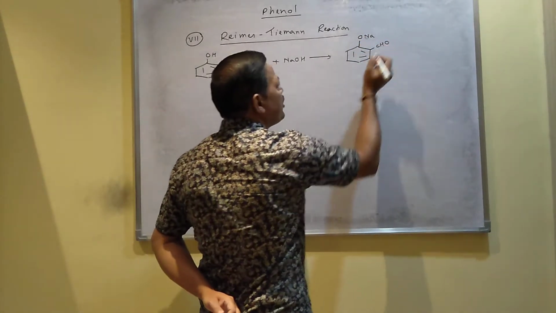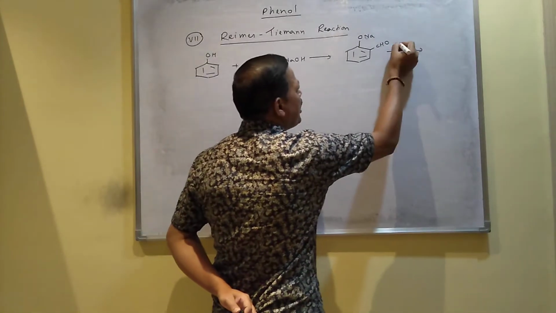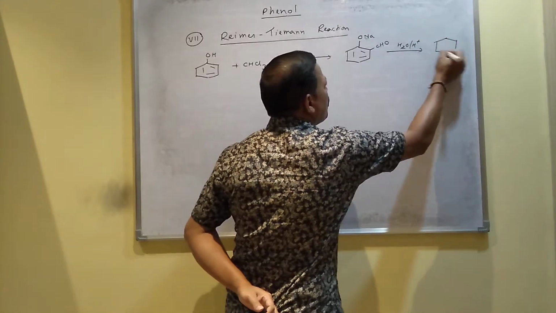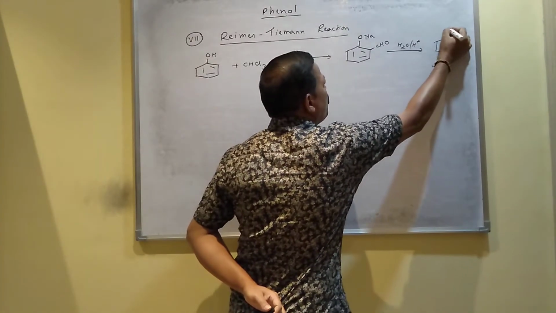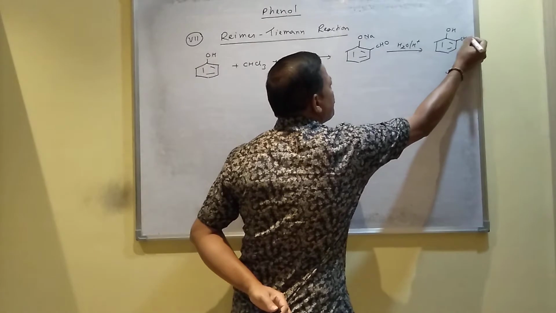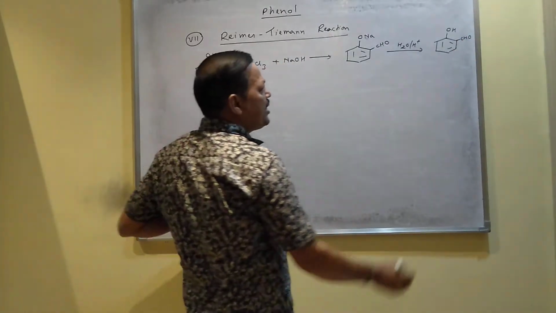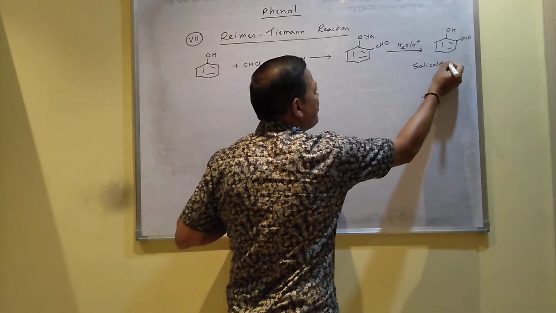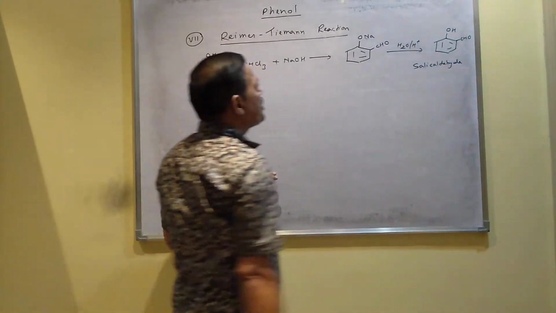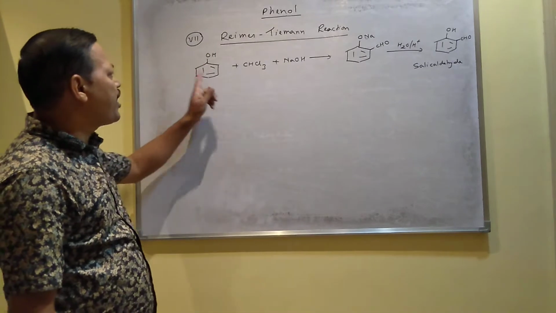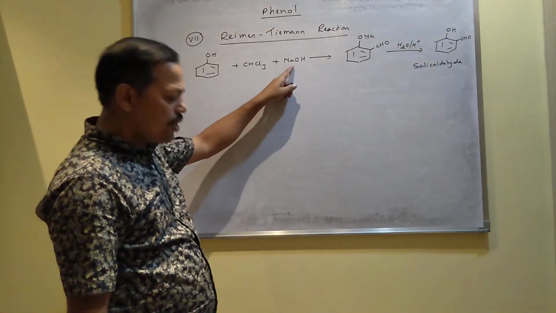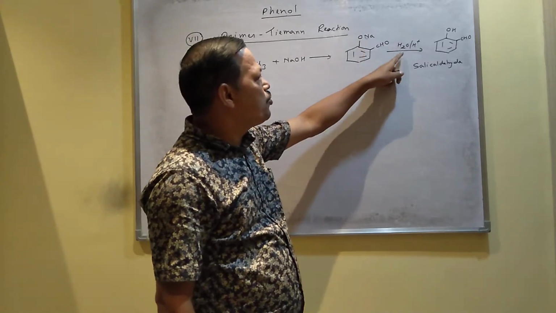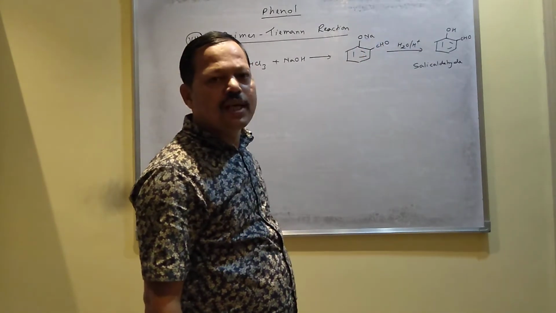Here an aldehyde group will be present, and when you do hydrolysis of it, ONa will be converted to OH, and here CHO will be present. I mean, this is one example of an aldehyde, and the name of this aldehyde is salicylaldehyde. So this is about the Reimer-Tiemann reaction. When phenol reacts with chloroform and sodium hydroxide, first it produces a salt. After that, when you do hydrolysis, it will convert to salicylaldehyde.